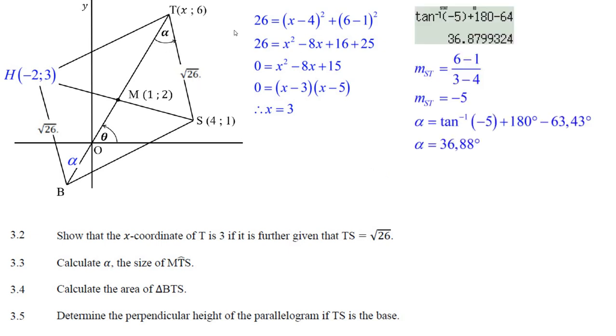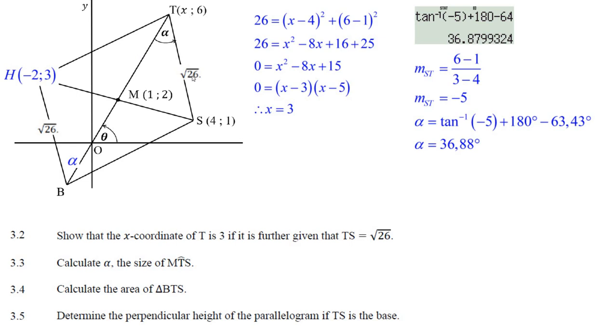The gradient of ST is 6 minus 1 over 3 minus 4. It's minus 5. Shift tan of minus 5 plus 180, and then take away the 63.43 degrees. There's your angle, alpha. It's 36.88 degrees. Now we've got this angle. Calculate the area of this triangle BTS.